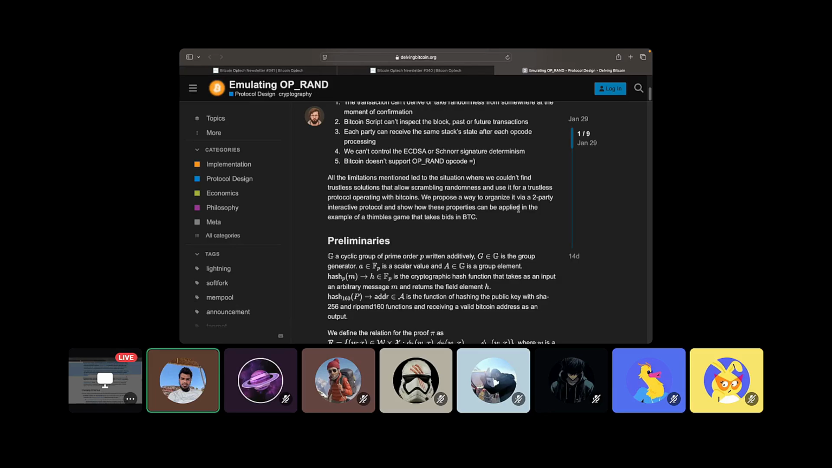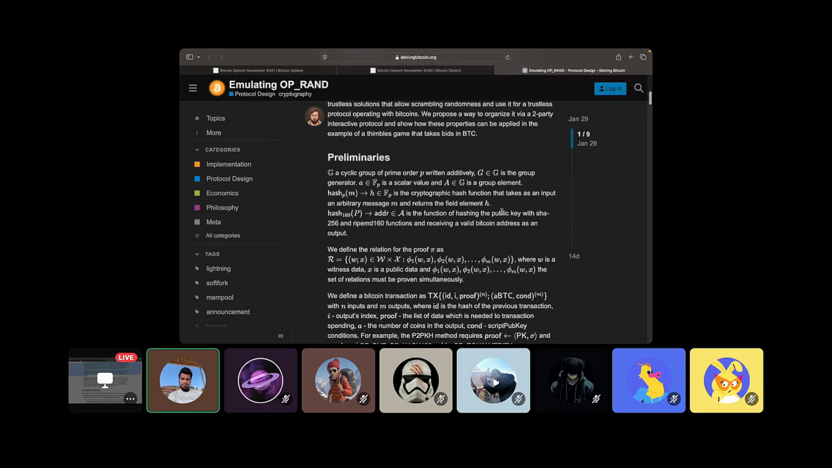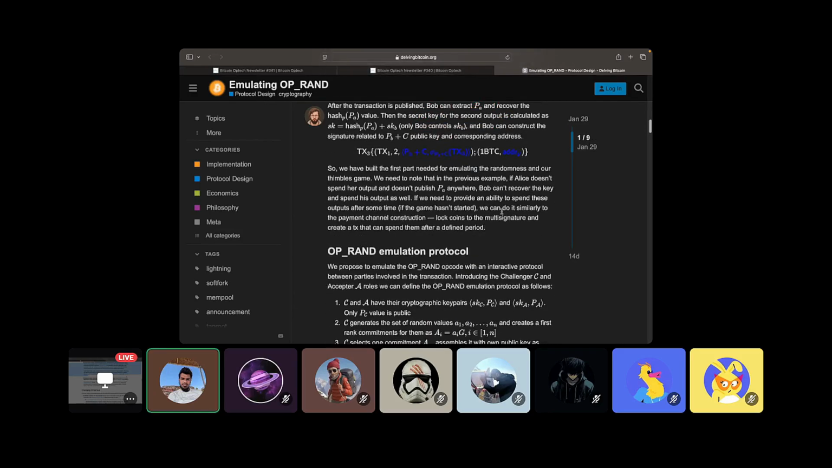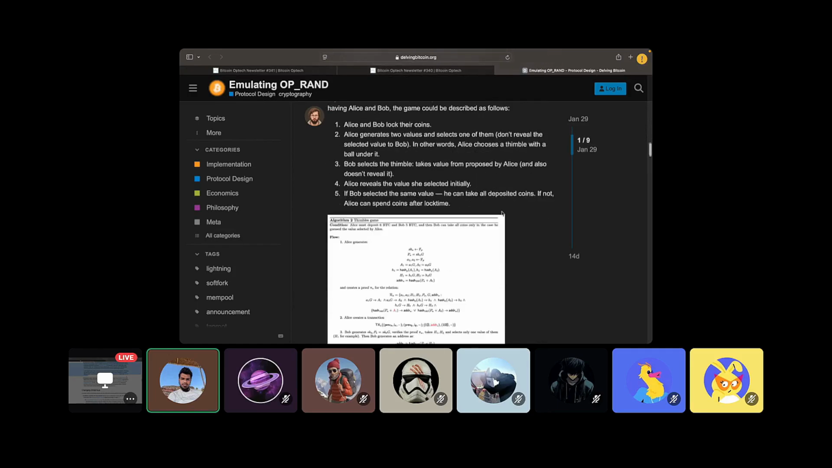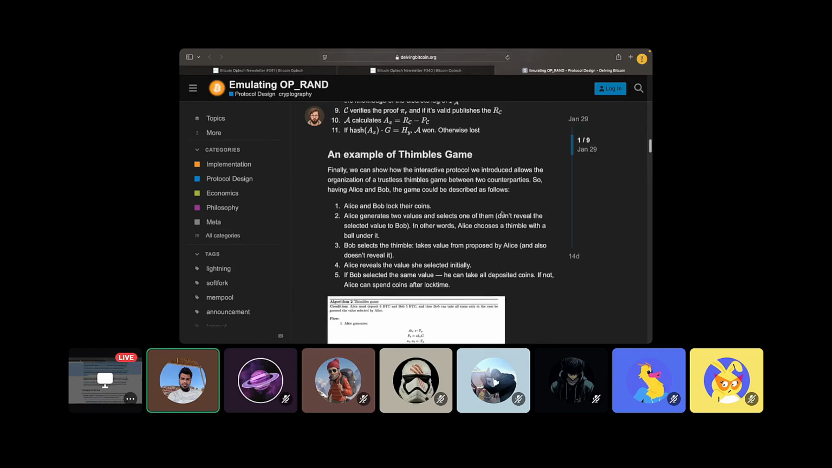We propose a way to organize it via a two-party interactive protocol and show how these properties can be applied in the example of a thimbles game that takes bids in BTC. All right. So we'll not go into the mathematics and the cryptography. We'll just try and understand the proposal at a higher level due to time constraints.